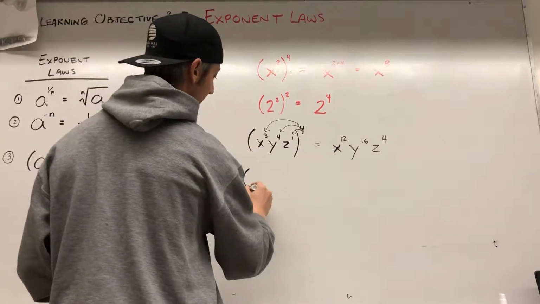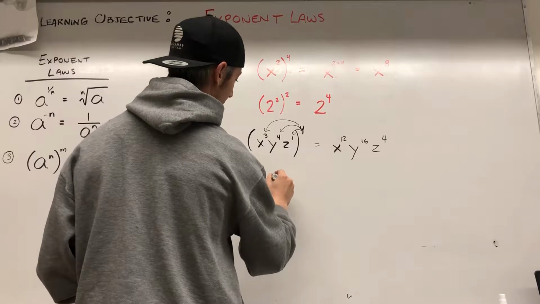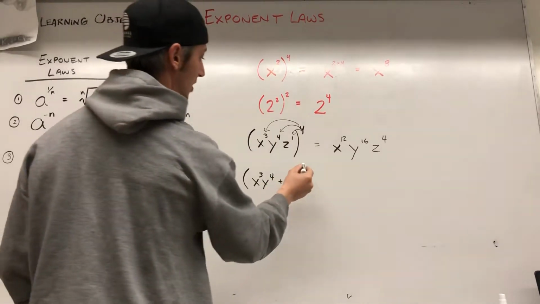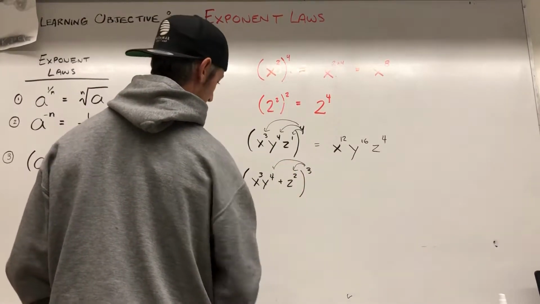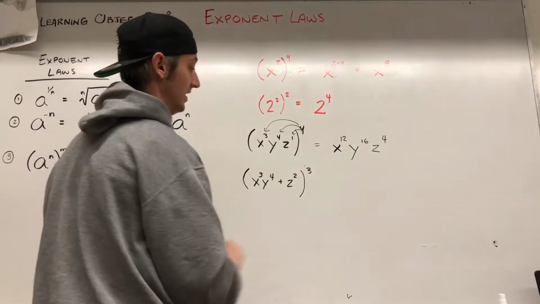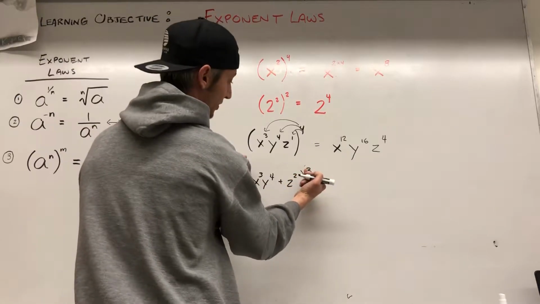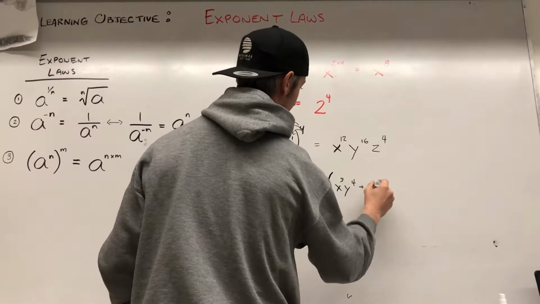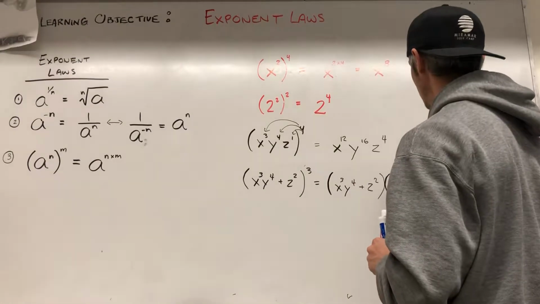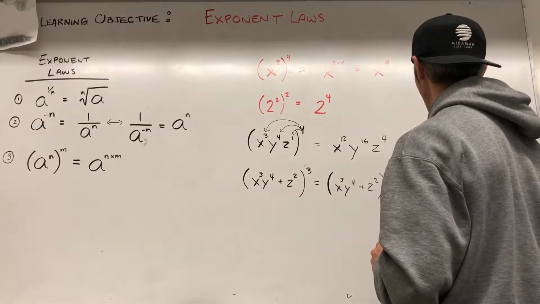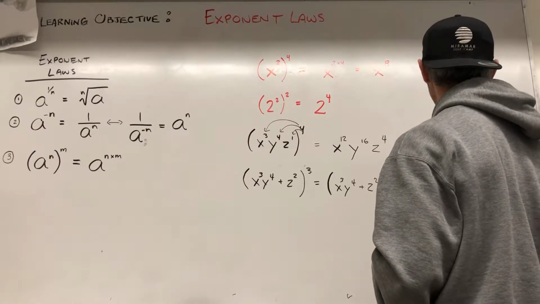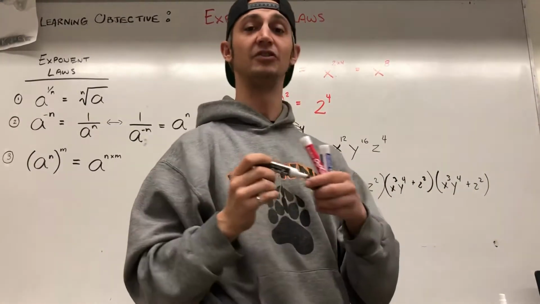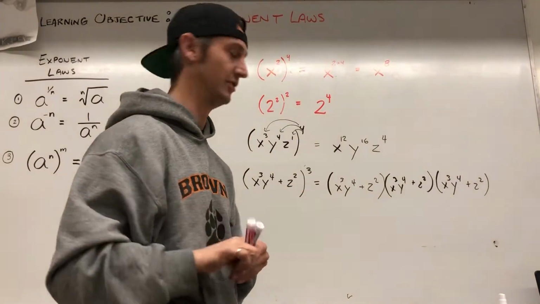As soon as I toss in an addition sign to an expression like this, like x cubed y to the 4 plus z squared, to the power of 3, for example, this can no longer just come in here and do that. The addition changes everything. So what I have to do is basically multiply this polynomial by itself 3 times. So this has to be written as x cubed y to the 4 plus z squared times x cubed y to the 4 plus z squared times x cubed y to the 4 plus z squared. And I would have to go through and do a whole bunch of stuff I haven't even taught you yet about multiplying polynomials and binomials.